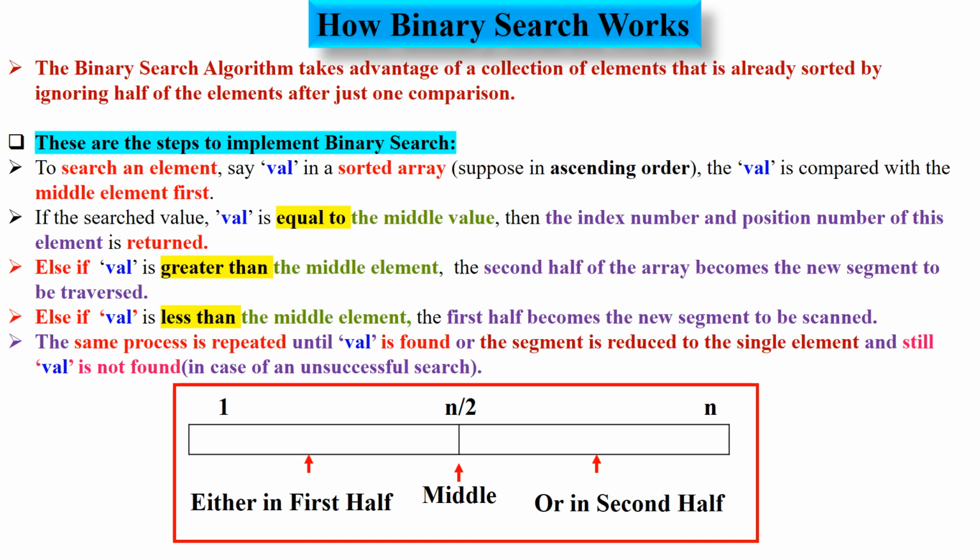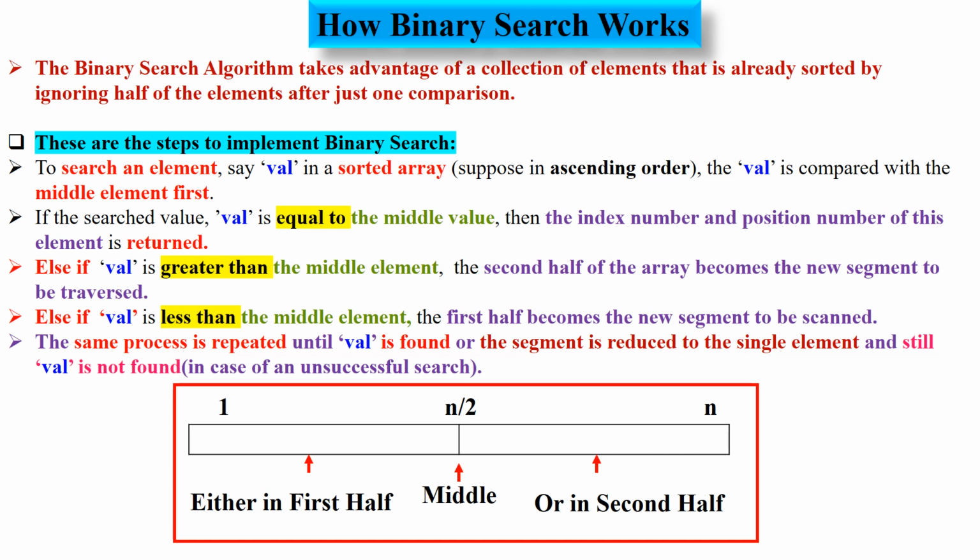Else if val is greater than the middle element, the second half of the array becomes the new segment to be traversed. Else if val is less than the middle element, the first half becomes the new segment to be scanned. The same process is repeated until val is found or the segment is reduced to a single element and still val is not found, in case of an unsuccessful search.